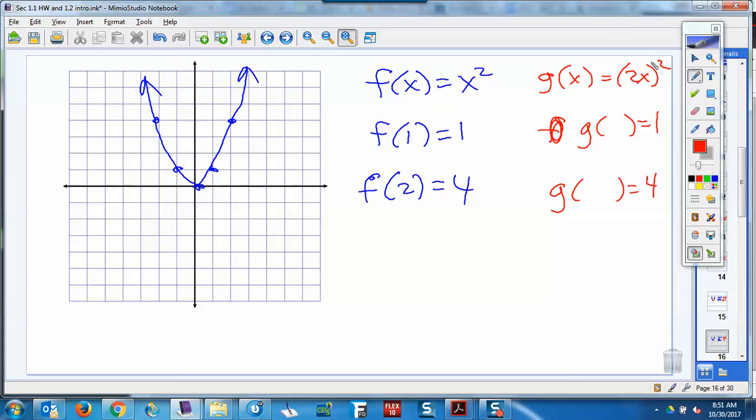Okay, well, look at this. What would it take for this to have an output of 1? What does x have to be? Doesn't x have to be a 1/2? Because you're going to take 1/2 times 2, which is 1, and then square it, and that gives you 1. How could this be a 4? If x is 1.